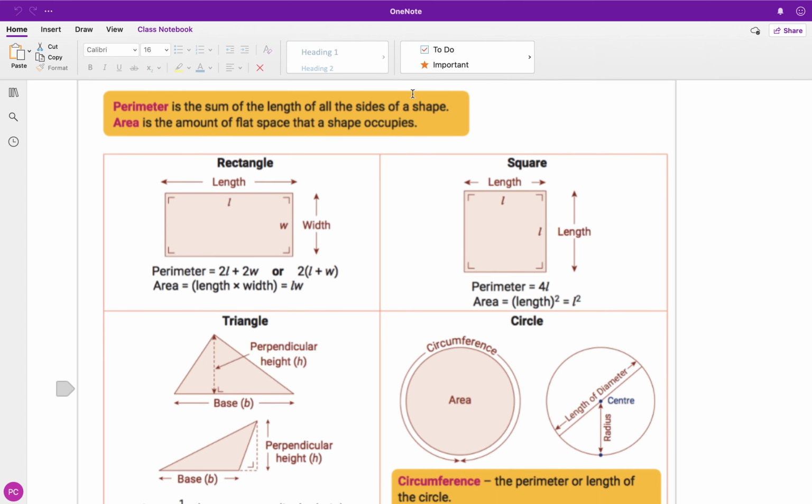So perimeter is the length of all the sides. Area is the amount of flat space, same definitions. To find the area of a rectangle, it's length by width. To find the perimeter, add the length and the width and the length and the width. Same for a square, except you don't have width, you just have 4 lengths. So the area is length by length, and the perimeter is length plus length plus length plus length, or 4 times one of the lengths. Remember, in area you're looking at squared: centimeters squared, meters squared, kilometers squared.